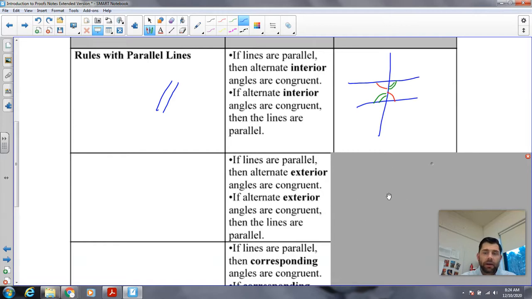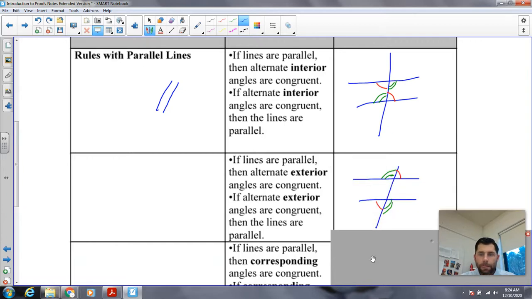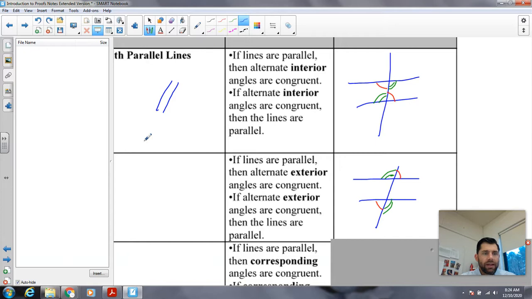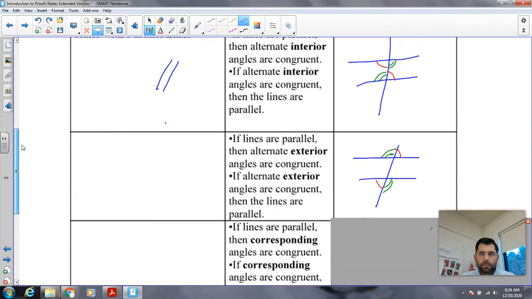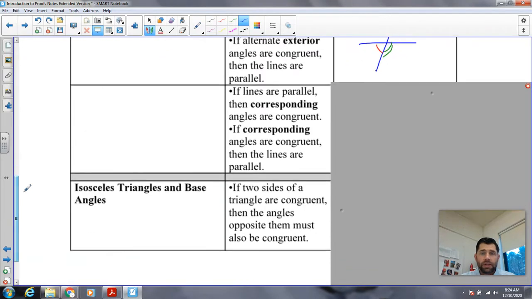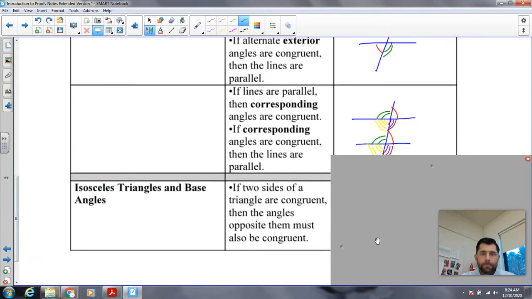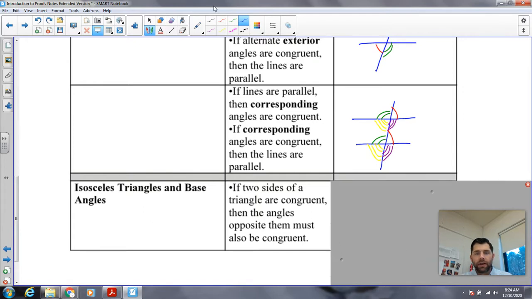Alternate interior angles are congruent. So the greens match up and the reds match up. Alternate exterior angles are congruent. All right, so again, pause if you need to. Corresponding angles are congruent. So the corresponding, there's a lot more going on. Just be really careful. You don't have to mark them all in, but my red marks with my red, my green match with the green, etc.